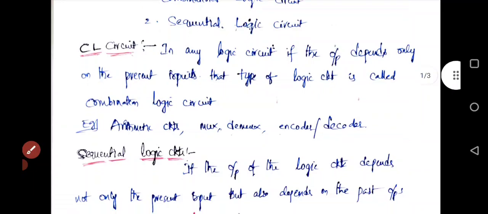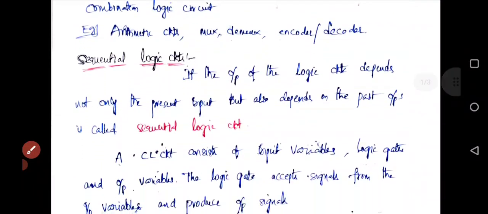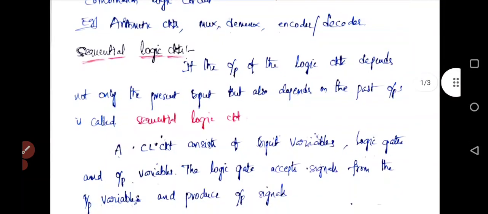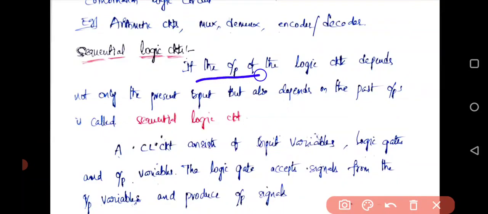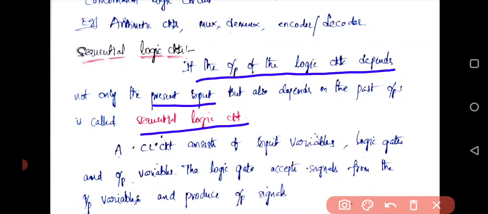The next classification is sequential logic circuits. Sequential logic circuit means that the output of the logic circuit depends not only on the present input but also on the past outputs or past inputs. That type of logic circuit is generally called a sequential logic circuit.